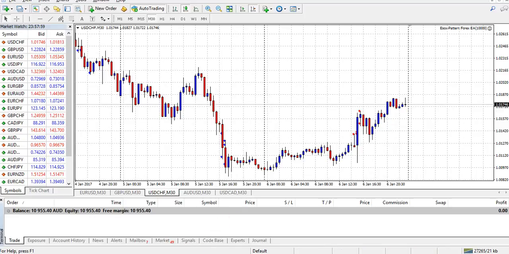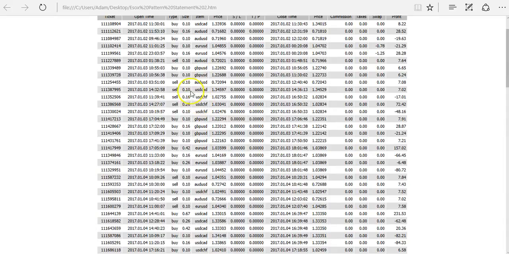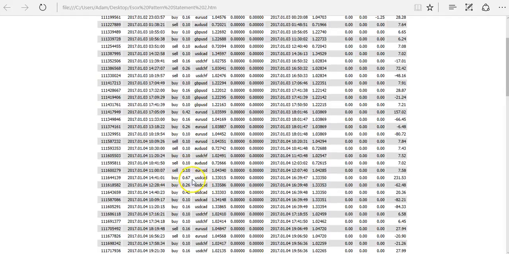If we have a look at the statement here, I'll see if I can find some examples. Okay, so here we are. Like I say, the initial position sizing is 0.1 of a lot. If the market moves against that initial position, it will then open a trade of 0.16, and if it moves further, it'll go to 0.26. Then the next step is 0.42, and just there, we got to 0.67 of a lot. So the market moved enough for it to open the initial position, as well as the protection orders, I guess you could call them.